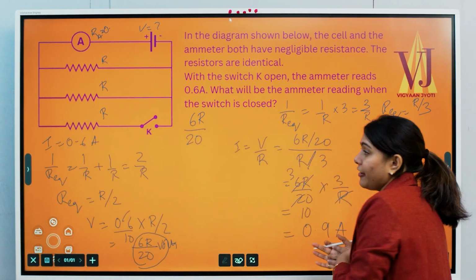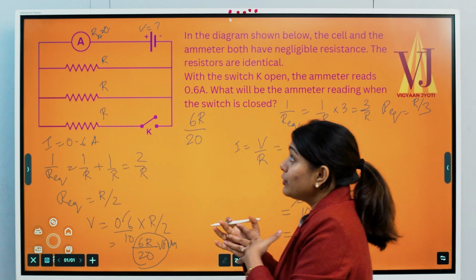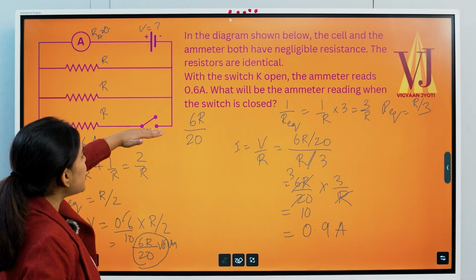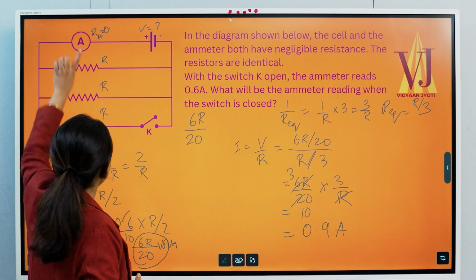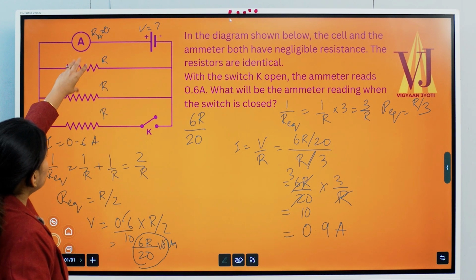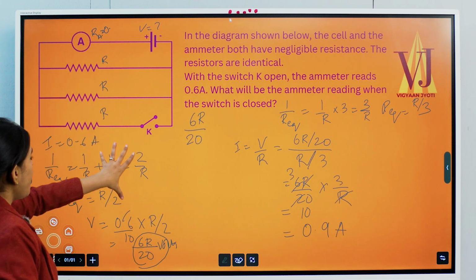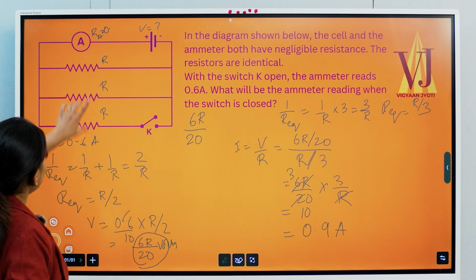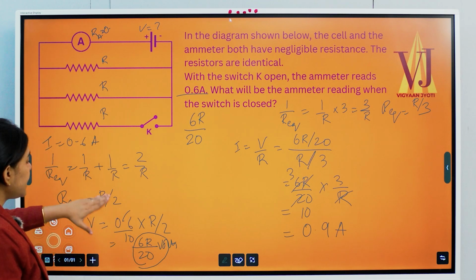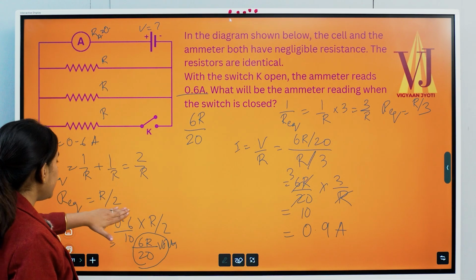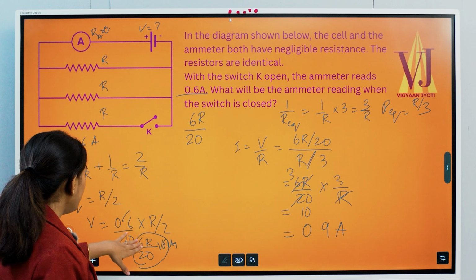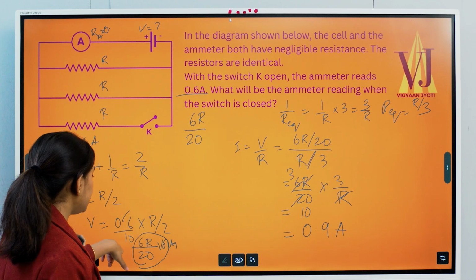Okay, I repeat how I have solved this question. First, we don't know the value of voltage, we just know the ammeter reading. When this key was open, this circuit part is not complete, but the other two circuits are complete. So we have to find the equivalent resistance of these two resistors, which is R by 2. In this case my reading was 0.6, so V is I into R, 0.6 into R by 2.